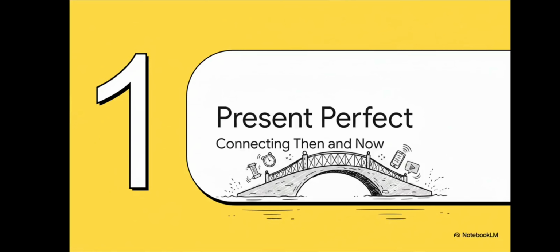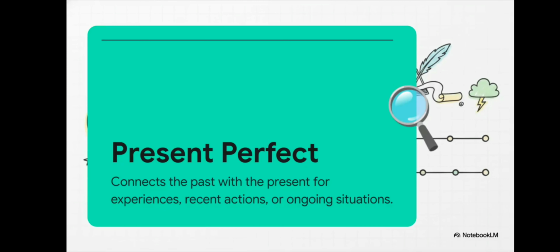The present perfect bridge, connecting then and now. So, what is it? The present perfect is basically a tense connecting the past with the present. We use it for life experiences, actions that have just recently happened, or situations that started way back when and are still going on right now. It is absolutely vital. I mean, it's not just some dusty textbook formula. It's the specific, everyday tool English speakers use to pull past experiences right into today's reality.